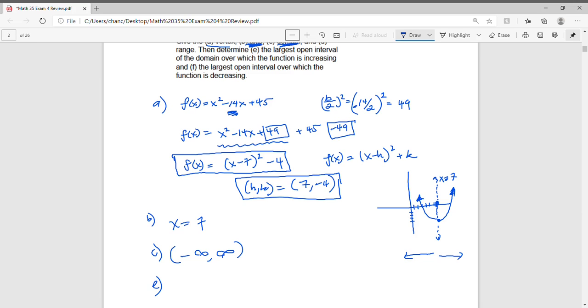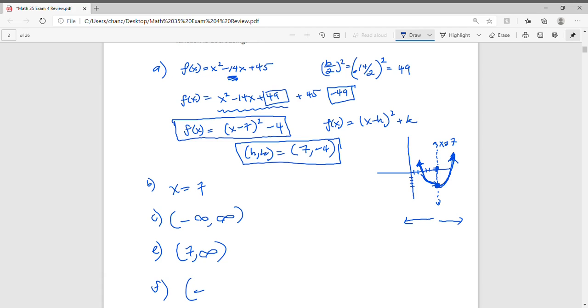In part E, we want to figure out the largest open interval for which the function is increasing. The function increases from the vertex here as we go to the right. So it's increasing from x equals 7 to infinity. The open interval, it specifies we want an open interval for which it's increasing. So it's going to increase from when x is 7, all the way to infinity.